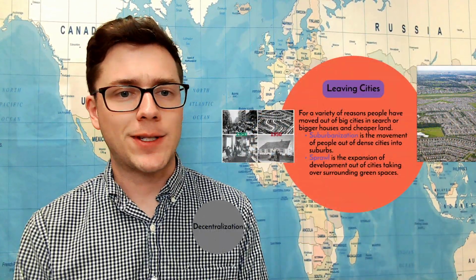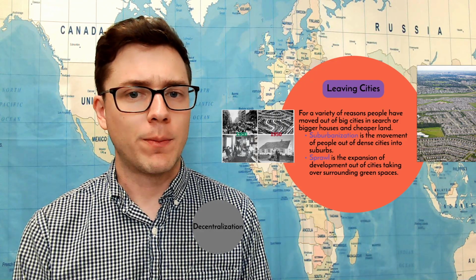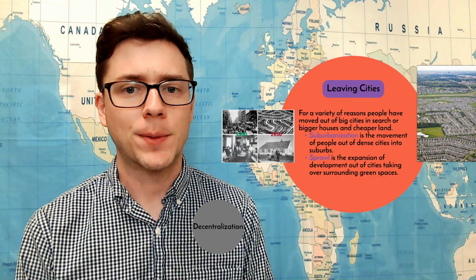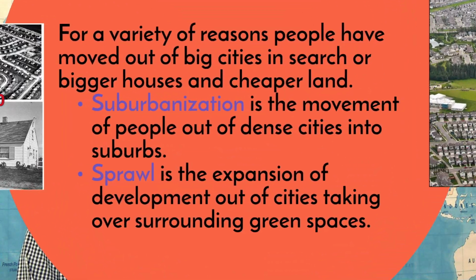So those are the U.S. megapolitan areas. We have seen people start to leave cities since World War II. Through all of the industrialization, people have been flocking to cities in developed countries, and now we're starting to see a reverse trend. For a variety of reasons that we'll talk about as the unit moves on, people are moving out of big cities in order to search for bigger houses and cheaper land. This movement of people from urban areas to suburban areas is known as suburbanization. It's the movement from dense cities into the surrounding suburbs.